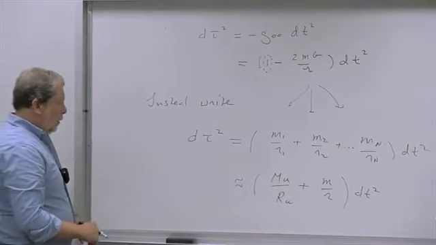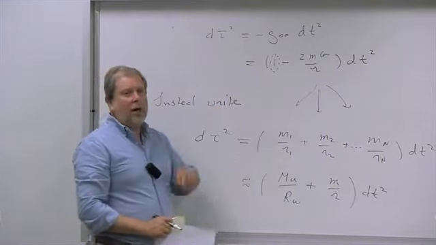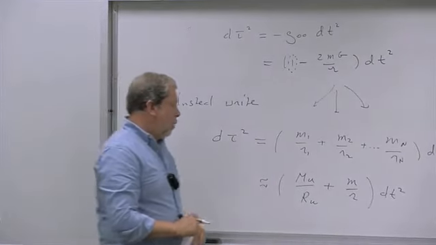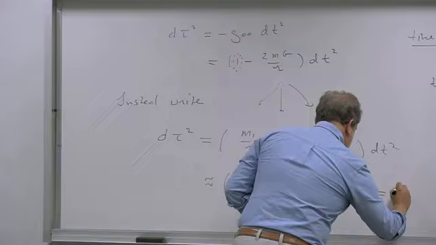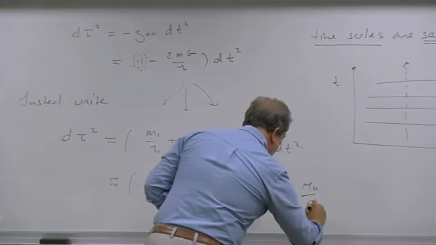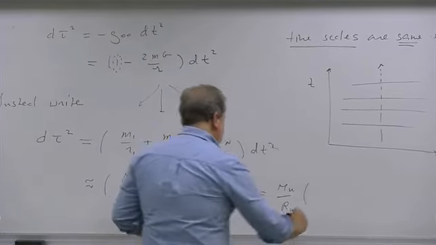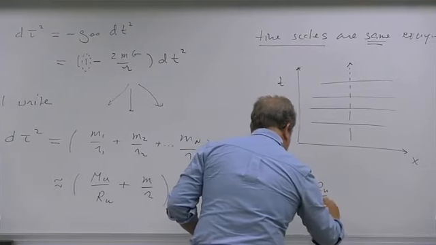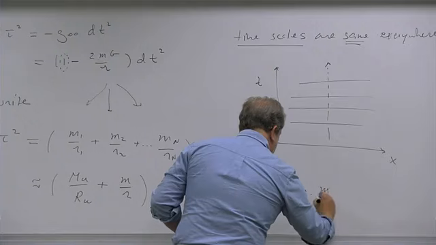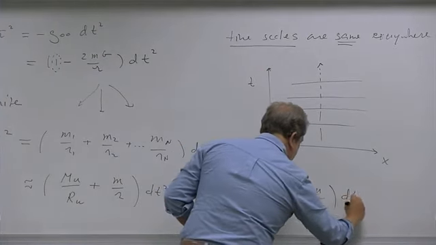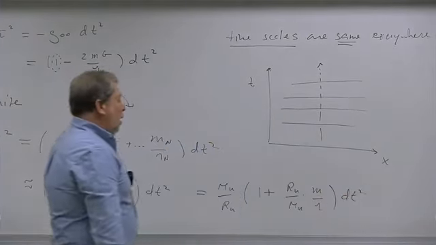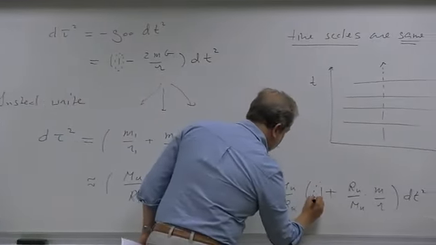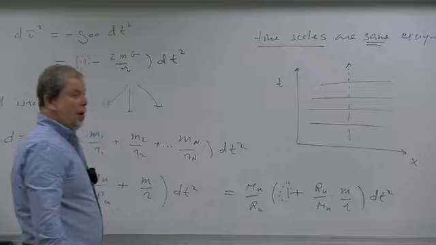And so that is somewhat different from what we have up there, because the 1 has been replaced by this term. And now what we can do is write this as mu over ru times 1 plus ru over mu times m over r, and then times dt squared. And so now we've been able to bring in the 1.